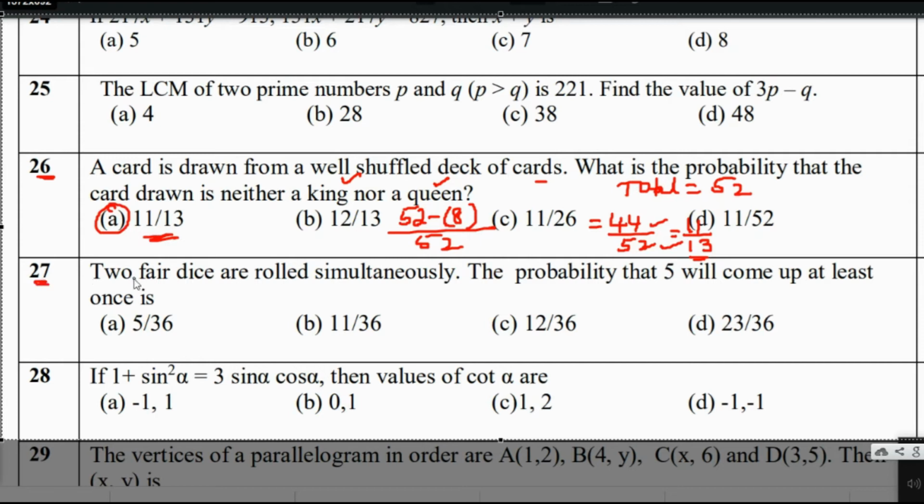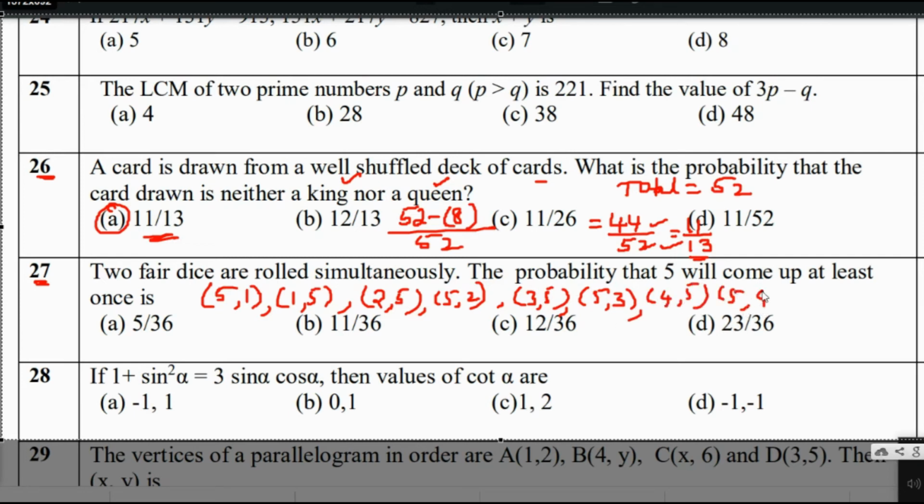We'll see the 27th question. Two fair dice are rolled simultaneously. The probability that 5 will come out at least once is. So we'll see the favorable outcomes. The first favorable outcomes will be 5 1 and 1 5. Next possible outcomes can be 2 5 and 5 2. Similarly 3 5, 5 3, 4 5, 5 4, 6 5, 5 6, and lastly 5 comma 5.